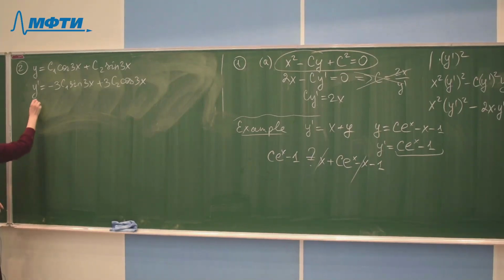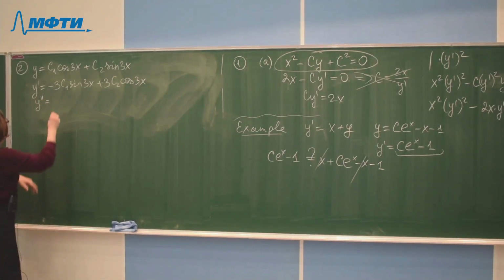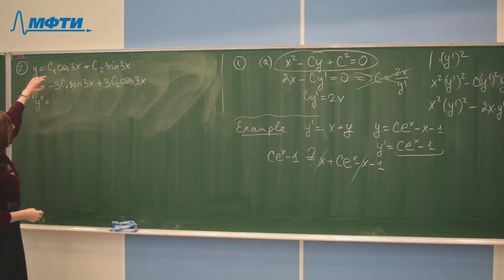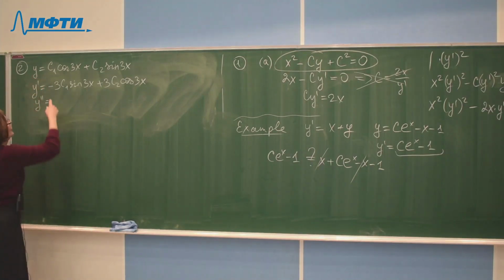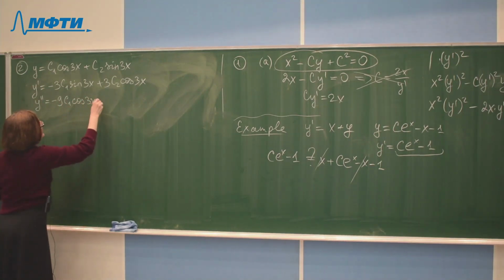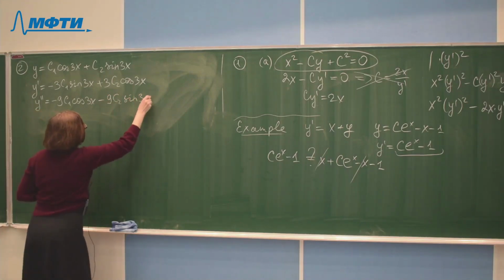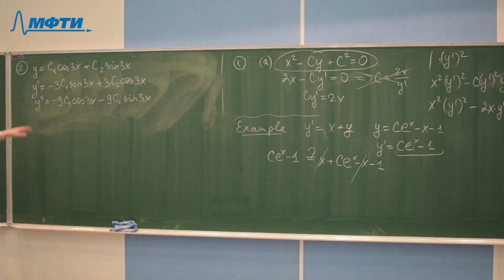Right. Next, y double prime. So we need to know y double prime, of course. It will be minus 9c1 cos 3x minus 9c2 sine 3x. Okay, now what shall we do next? Do you know?